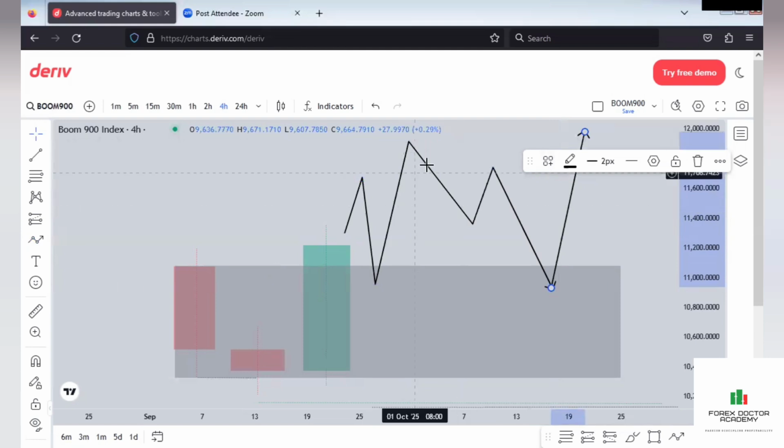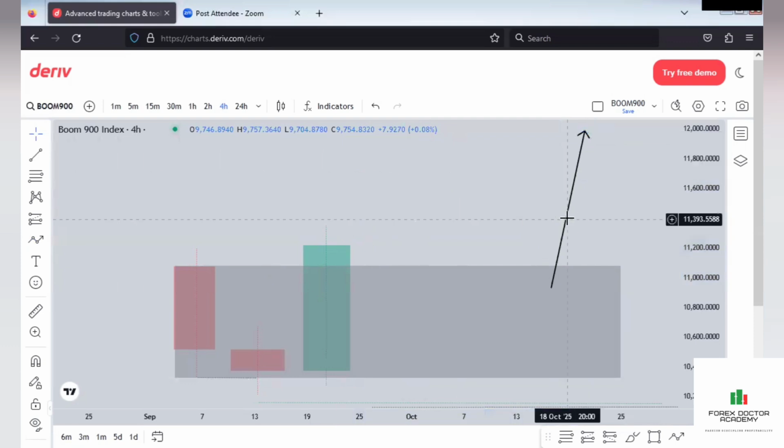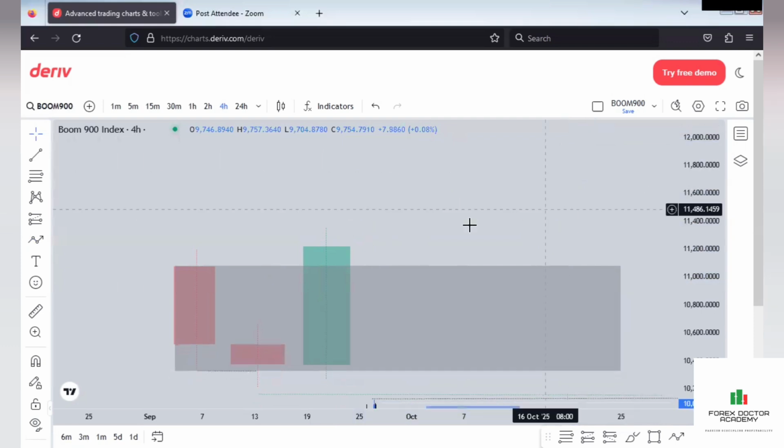And now let me show you the second way you can map out your order block.